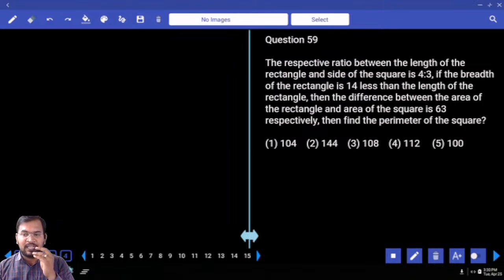The respective ratio between the length of the rectangle and side of a square is 4:3. If the breadth of the rectangle is 40 less than the length of the rectangle, then the difference between the area of the rectangle and the area of the square is 63. Then find the perimeter of the square.